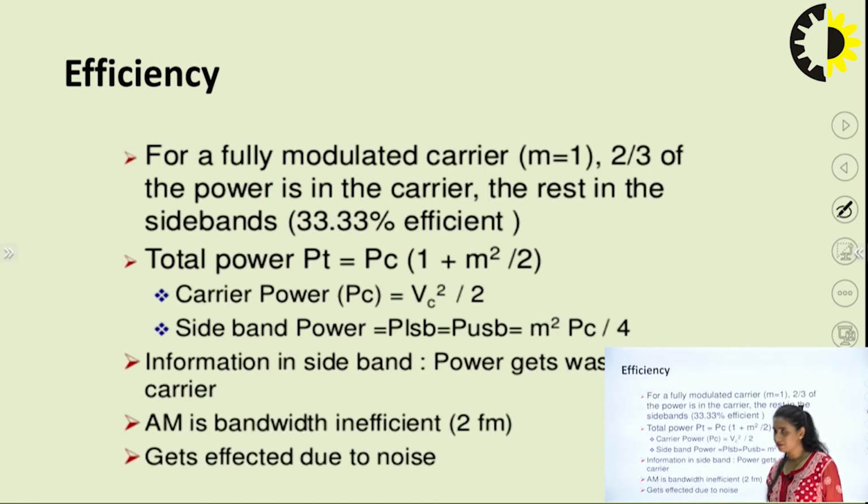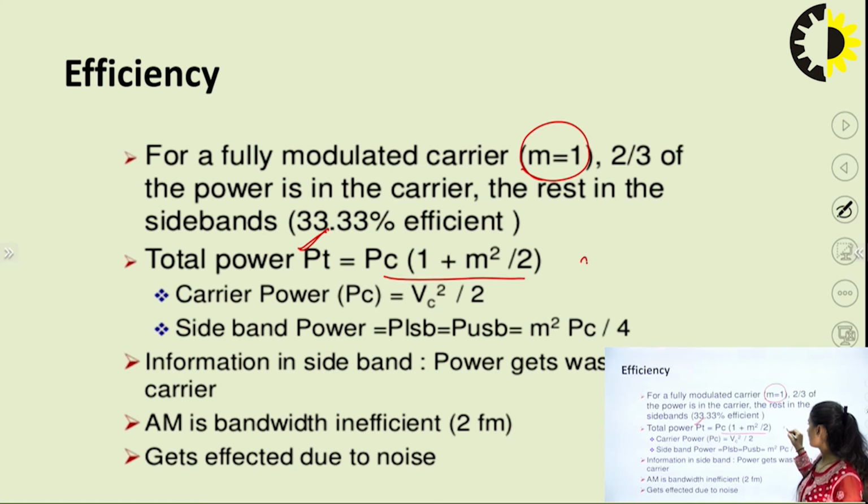For a fully modulated wave, if I consider the perfect modulation case, the 100% modulation case where my small m equals 1, then 2/3 of the power gets wasted. How? Total power can be given by this expression, Pt equals Pc into 1 plus m square by 2. And when I put the value m equals 1 here, my Pc comes out to be 66.66% of the total power Pt, right?